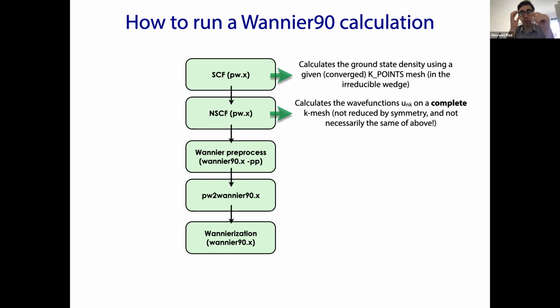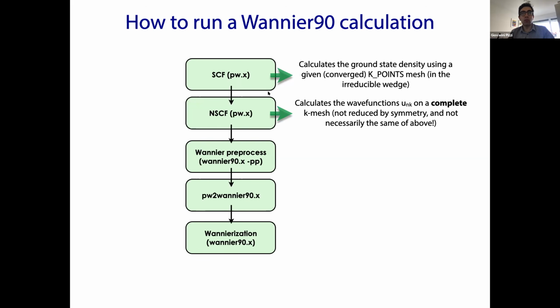Once you do this, you have the charge density. And so you can use it to do a non-self-consistent calculation, an NSCF. So you run pw.x again with this different flag, where you just compute the wave functions on the K points you will give it, using the same charge density you already computed. This is faster. But because of the way Wannier90 is written, you will need to do it on a complete K mesh. So if you want a 4x4x4 mesh, you will have to compute all 64 K points.